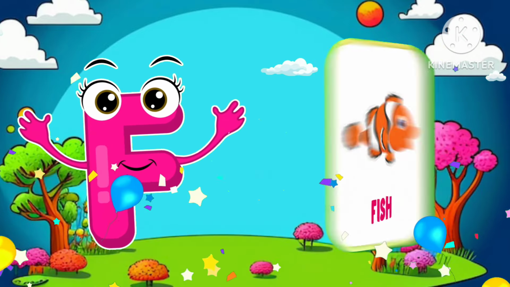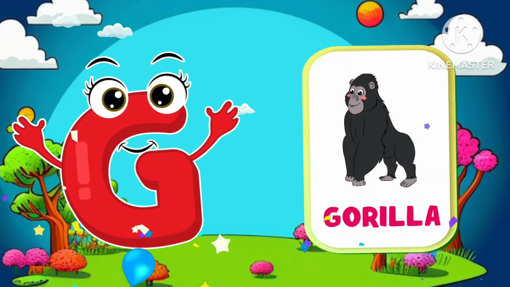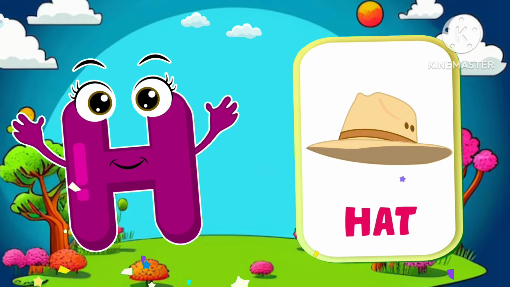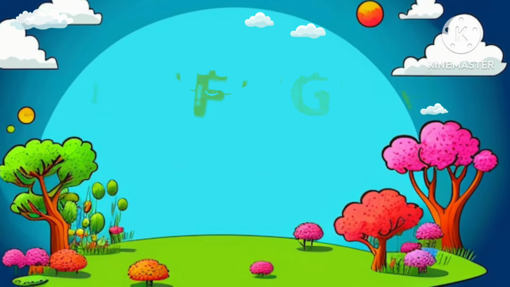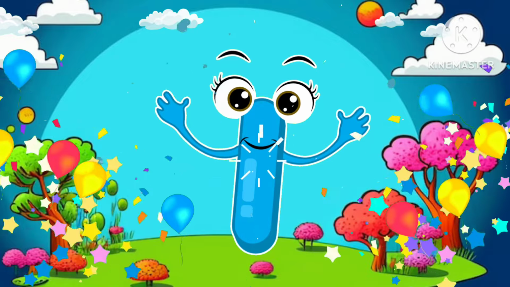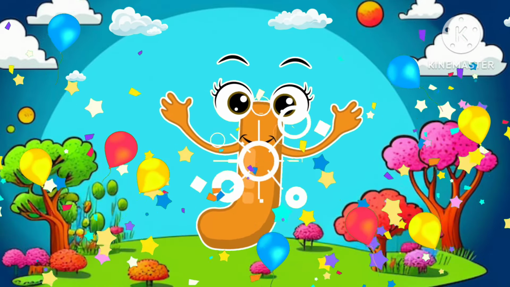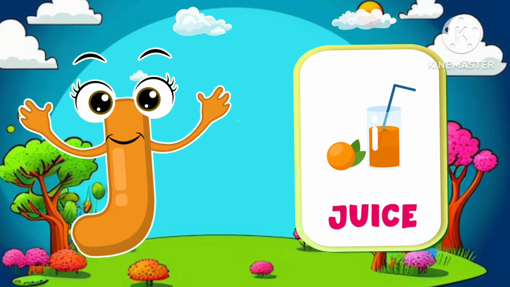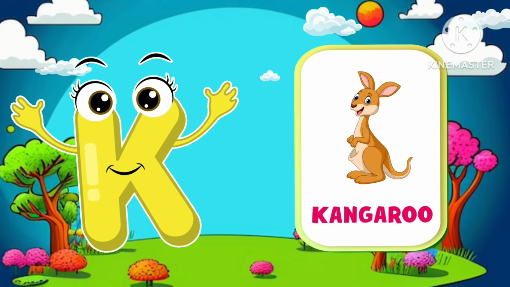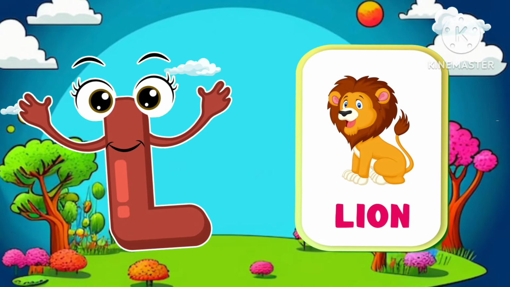F is for fish, fish. G is for gorilla, gorilla. H is for hat, hat. I is for igloo, igloo. J is for juice, juice. K is for kangaroo, kangaroo. L is for lion, lion.